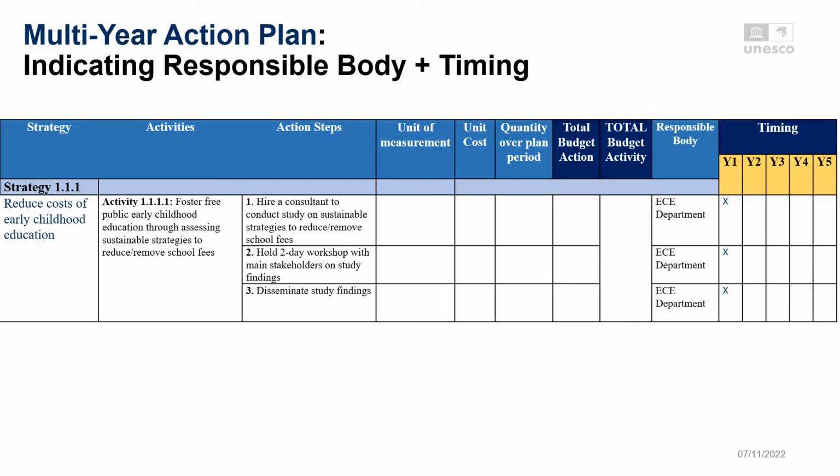The next step will be indicating who is the responsible body for implementing the activity and what is the expected timing over the 5 years of our plan. For our first activity, we can say that it is the ECE department that is spearheading this initiative. Depending on the activity, there may be a different responsible body for different action steps. For the timing in this case, we can say that all of these action steps will take place during year 1. So we will put X's in year 1.